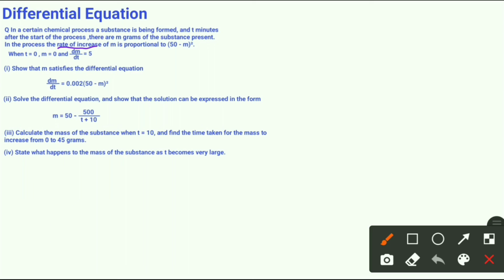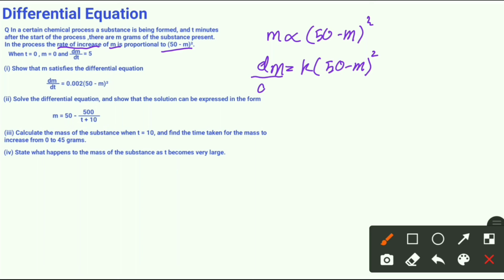Okay, right here it says in the process the rate of increase of m is proportional to this, which means m is directly proportional to (50 minus m) squared, and then we will get the constant. Then it says show that m satisfies the differential equation. In the process the rate of increase of m, which means this is dm upon dt, is proportional to this, so we have this.